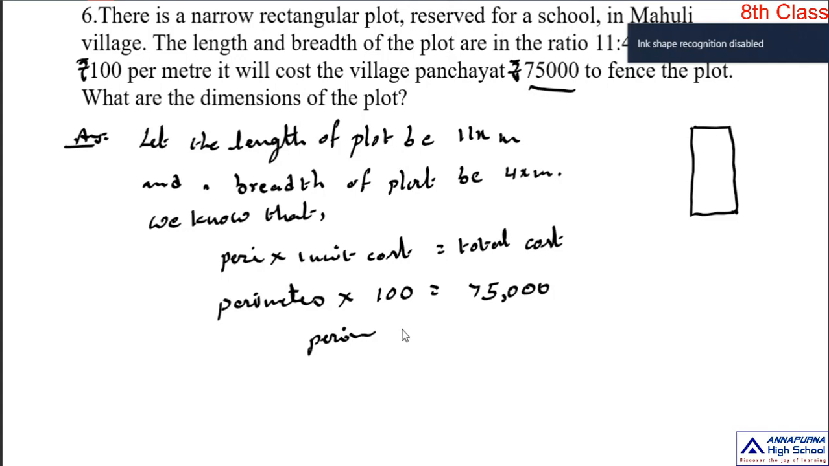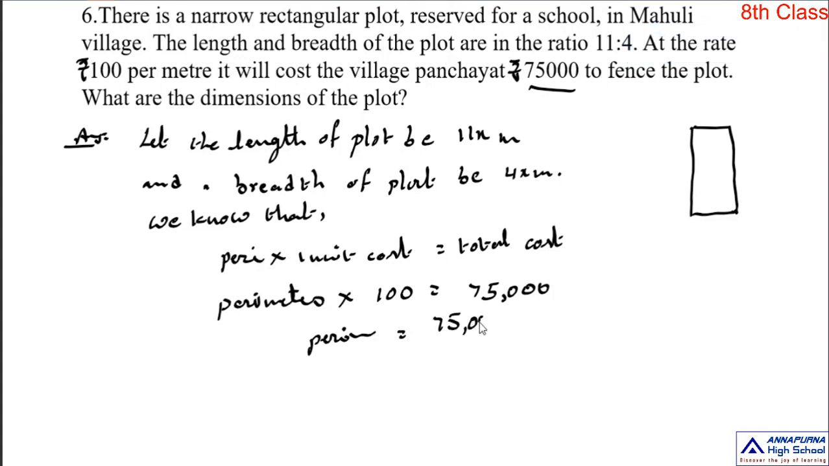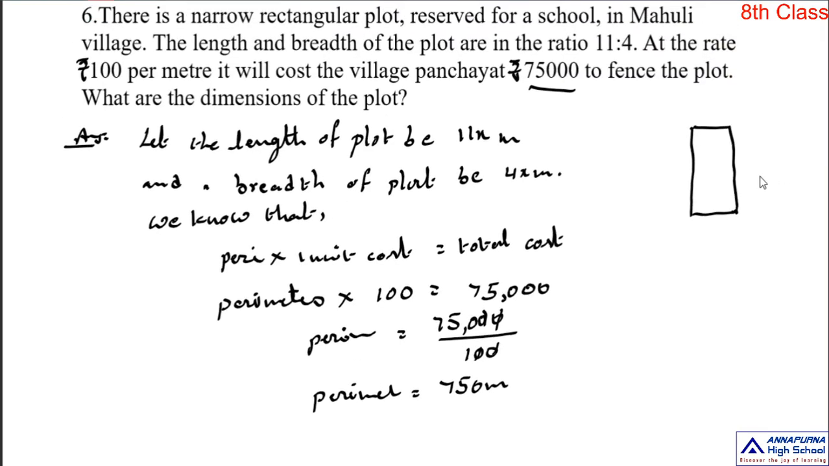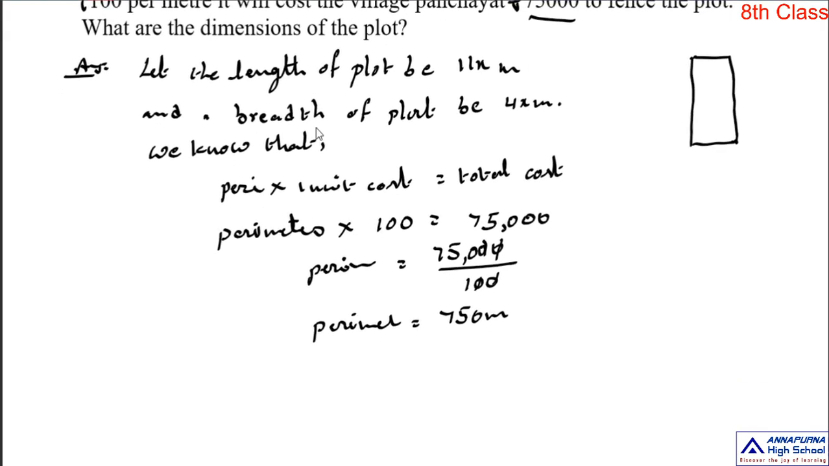Then perimeter is equal to 75,000 by 100. The zeros cancel, so it is equal to 750 meters. That means the total length around that plot is 750 meters. It represents the perimeter. Generally, how to get the perimeter of a rectangle? Because this plot is in the shape of a rectangle. What is the generalized formula? That is 2 into (L plus B). It is equal to 750.